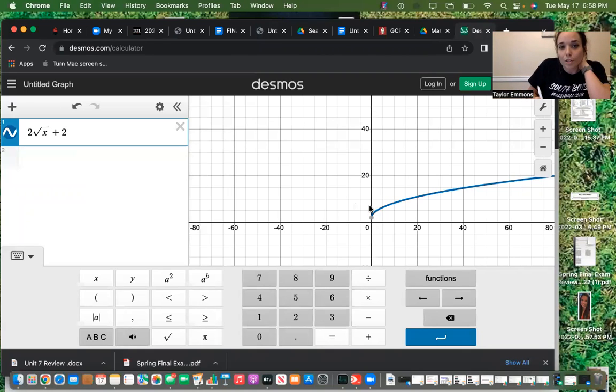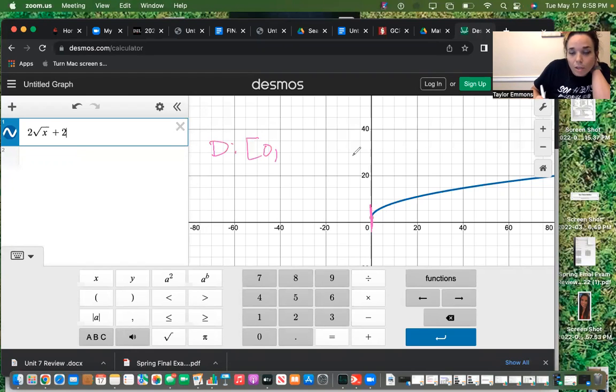So you want to see where your start is on the left-hand side. So this only goes to 0, right? It doesn't go farther to the left. So my domain is going to go from 0 to how far right does it go? Well, it keeps going. So that's going to be infinity.